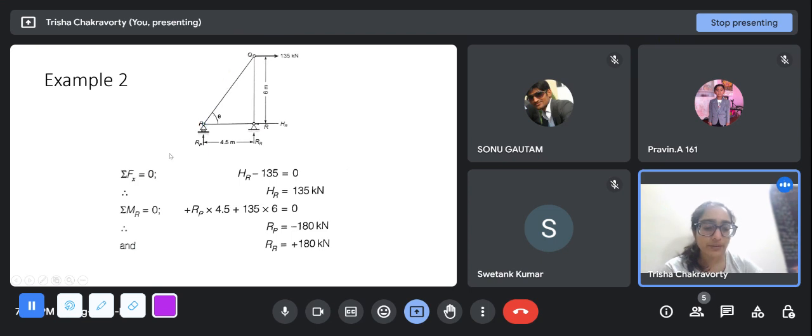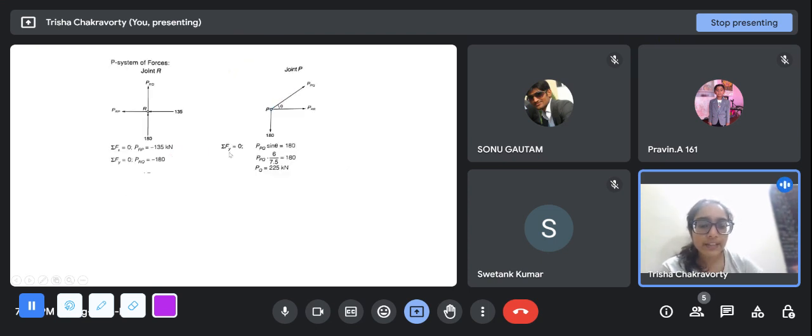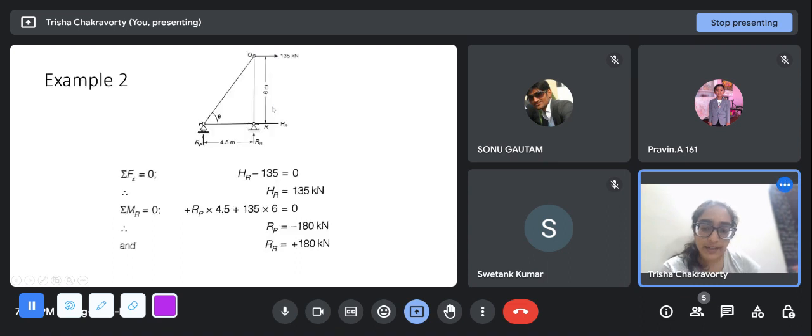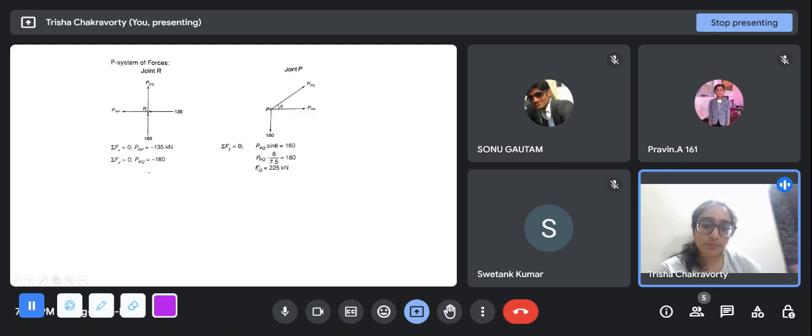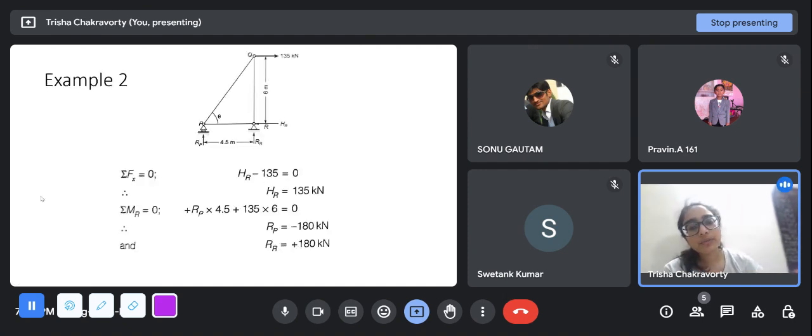Now that we have these two forces, we move on to this joint P to find the force PQ. In any one equation we can take. So PQ sine theta, that is the vertical component, plus 180. This is the support reaction at P. We had found it to be 180, so it is directed downwards. So P_PQ comes out to be 225 kilonewton positive, so this is under tension. Anyway, tension and compression actually don't matter here. Just keep the signs.